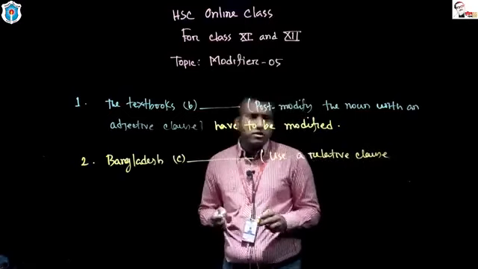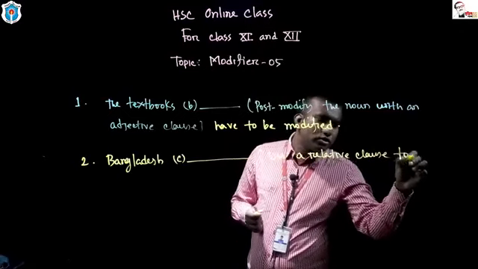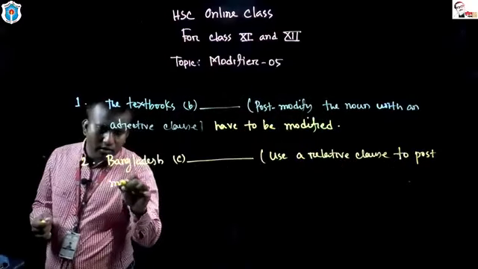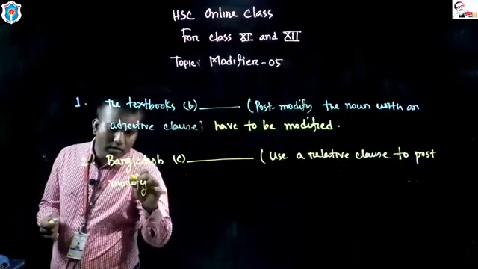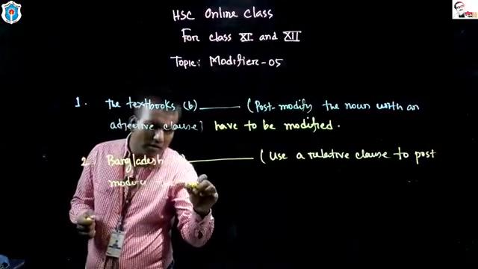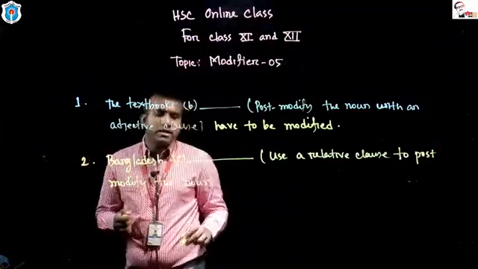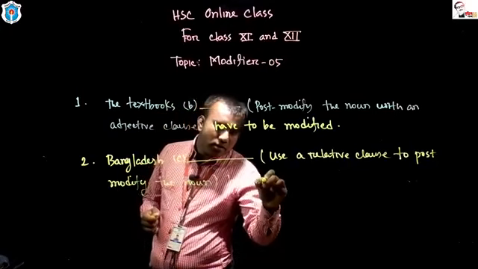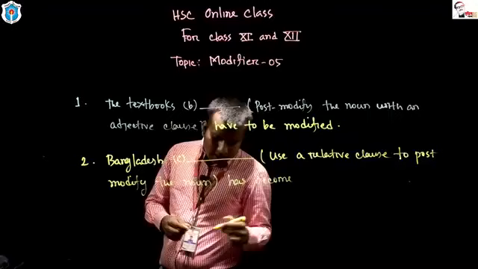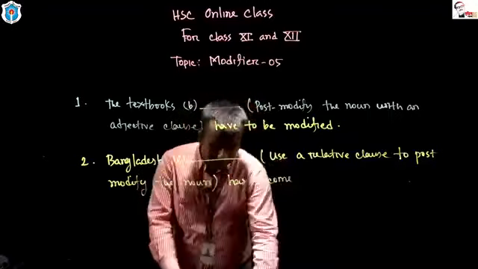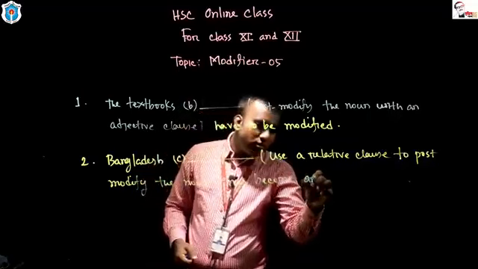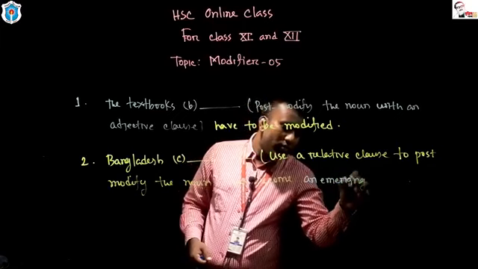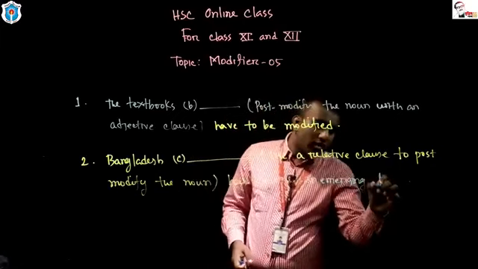Use a relative clause to post modify the noun. Bangladesh dash has become an emerging tiger.